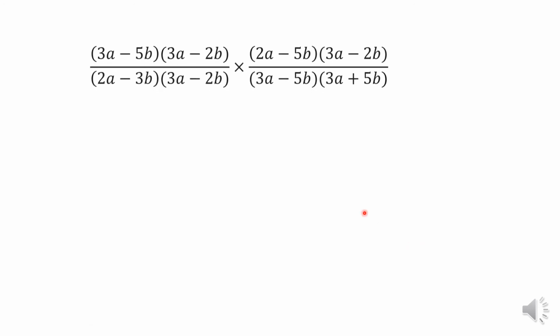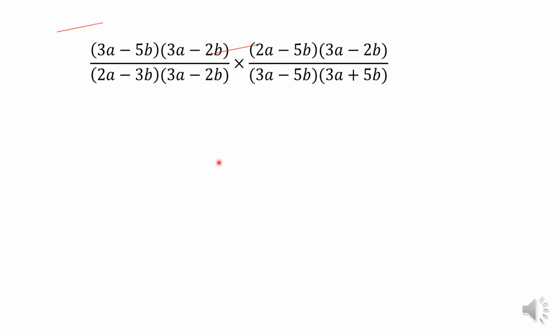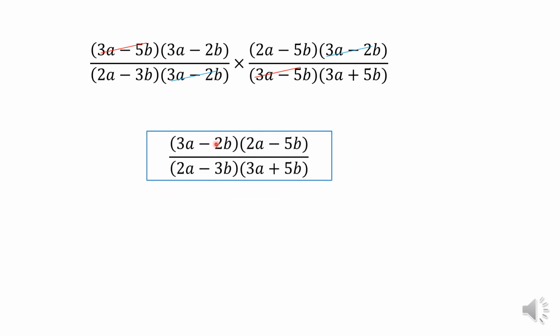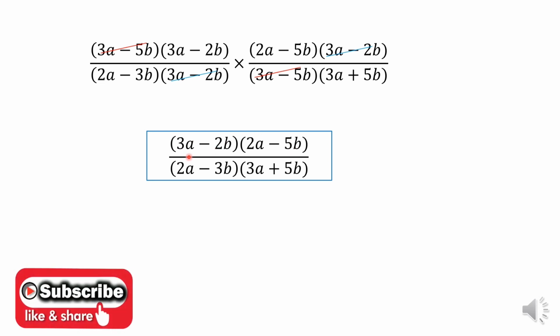Right, so if I bring that back, and if I bring in the factors that are canceling, alright, I see the 3a minus 5b goes together. They can cancel out, and 3a minus 2b, well, that leaves me with the 3a minus 2b, 2a minus 5b over 2a minus 3b, and 3a plus 5b. It looks kind of confusing, but if you do them step by step, you should definitely arrive at the same answer.